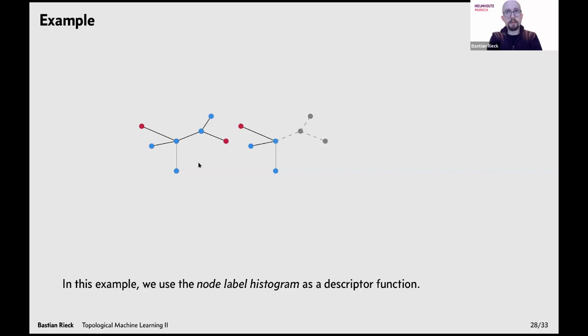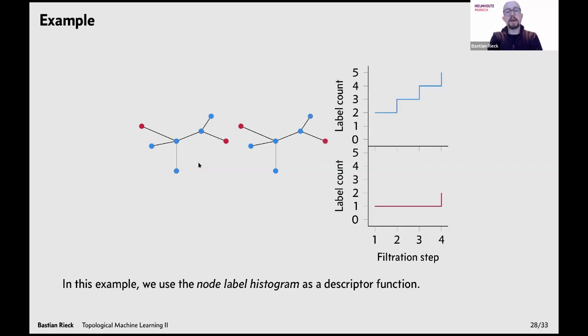We now have 3 blue nodes and still 1 red node. That's the third filtration step. We now have 4 blue nodes. And the fourth step finally adds the second red node. And we can now disentangle the image of this node label histogram function by getting these nice curves here. So as you can see, this is filtration step 1, 2, 3, 4.